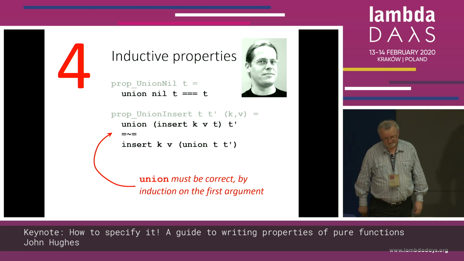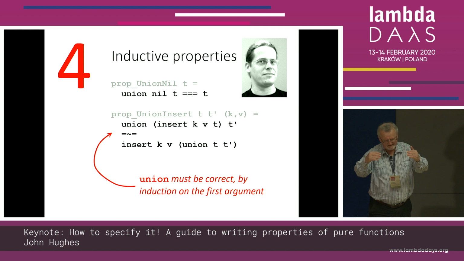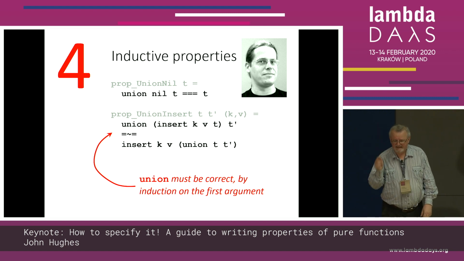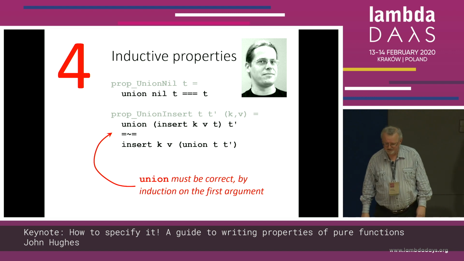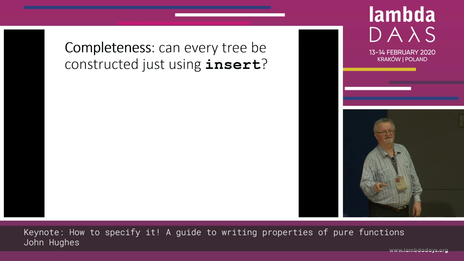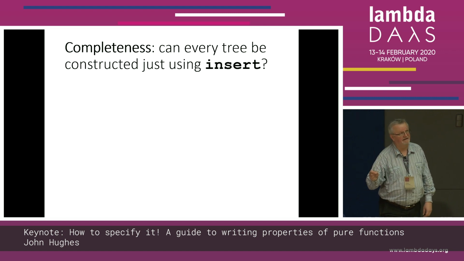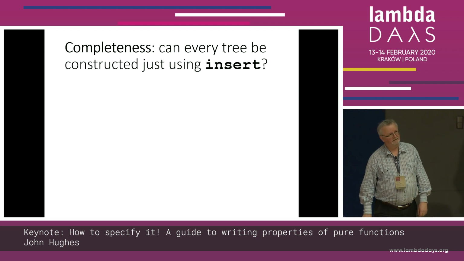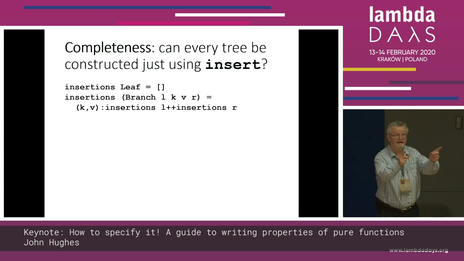Okay, so that's nice. And inductive properties are properties that you write down, and you can make an argument by induction that the only function that can pass these tests is the correct one. In other words, you have a complete test of your code. So that's really nice. But there's a hidden assumption here. And the assumption is that every tree can be built just using insert. Every shape of tree can be built only using insert. Is that true? Well, you could think about it, but what did I say?